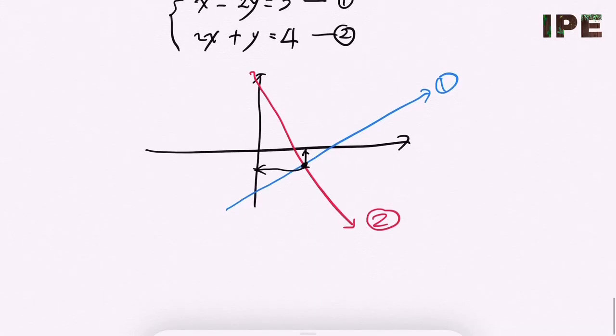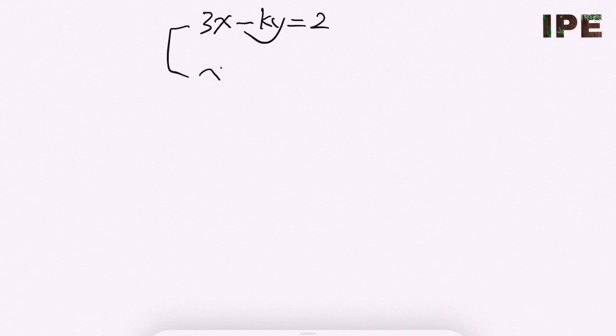Okay, actually most problems never ask you to find x, y values with the graph method. They usually give you the intersection point already, as an ordered pair, and then ask you to find some different value. Something like this. Suppose there are two equations: 3x minus ky equals 2. Then the other equation is x plus ty is equal to negative 3.